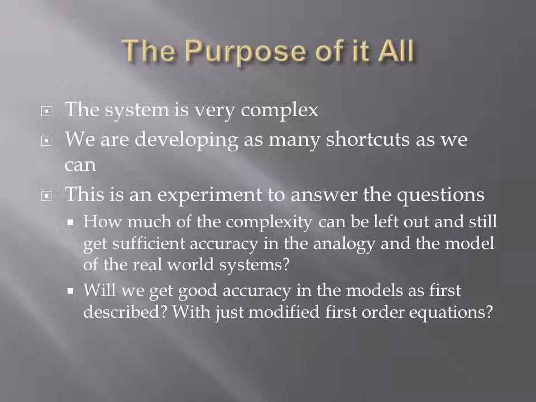So what we are designing here is an experiment to answer the questions: how much of the complexity that we have in this theory can be left out, and we still get sufficient accuracy in the analogy and in the model when we compare it to the real-world systems? And a further question, will we get good accuracy in the models as first described in those diagrams that I showed you in the first lessons? Those had just modified first-order equations, and would that be enough? If it is, we are in good shape.